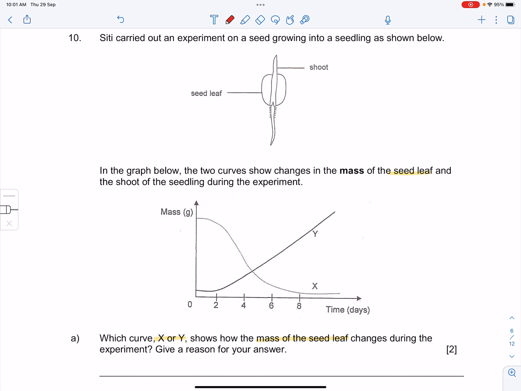So we should recall that this question is actually testing you on your concept of whether or not you know the function of the seed leaf. The function of the seed leaf is to provide food for the seedling or the seed until the true leaves have been formed.